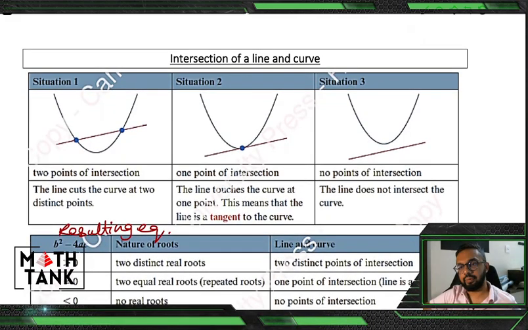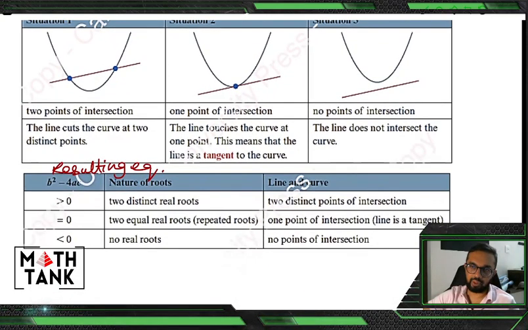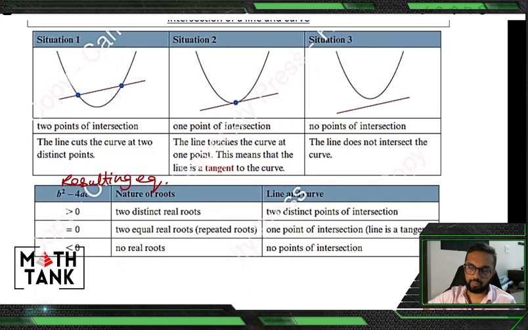Then the idea of roots also applies to intersections between lines and curves. Often when you solve a line and a curve, you end up with a quadratic equation. The same principles apply: if the line and the curve intersect at two different points, there are two distinct real roots. If the line and curve are tangent to one another, there is one root. And when they are not intersecting, there are no real roots. The summary is again in front of you. You can read through it and pause here if you want.